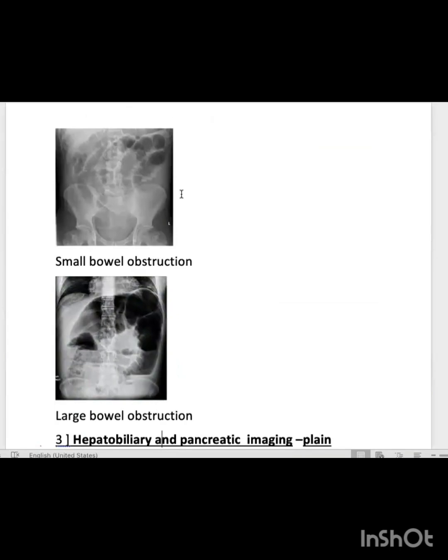So this is a typical small bowel obstruction where you can see valvulae conniventes and you can see the location is central. On the contrary, large bowel obstruction, you can see haustrations and massively dilated large gut with a cutoff at the site of obstruction and characterized by haustrations.